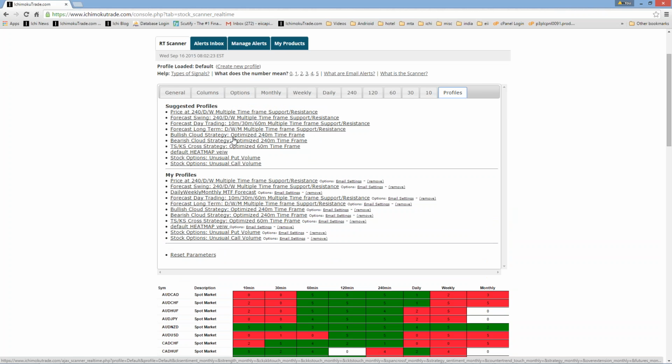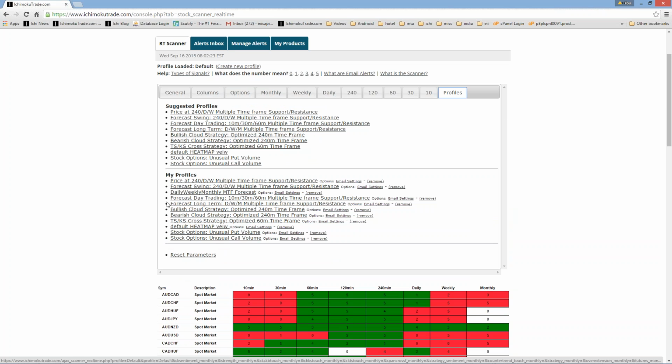Profiles. These are basically things that you should get to know. The reason why is this is where you save your settings for whatever parameters you have set up. Suggested profiles are the ones I'm suggesting for you, and I'll go through these in just a moment with you. What you could do is click on these suggested profiles, make some changes, and then save them as your personal profiles, and this is where all my personal profiles are kept.